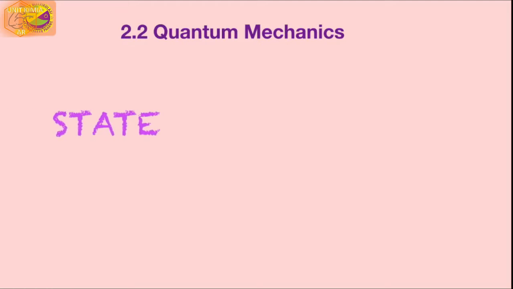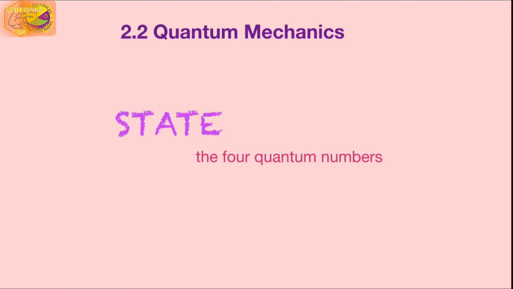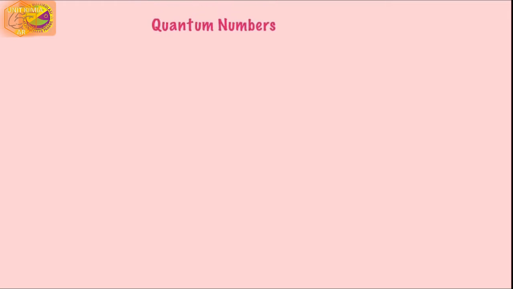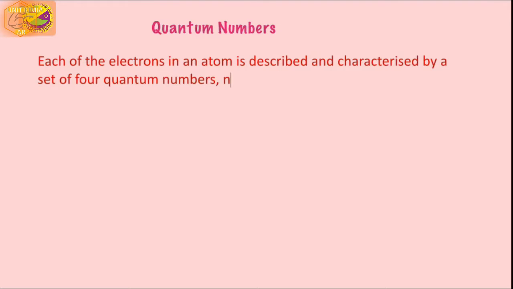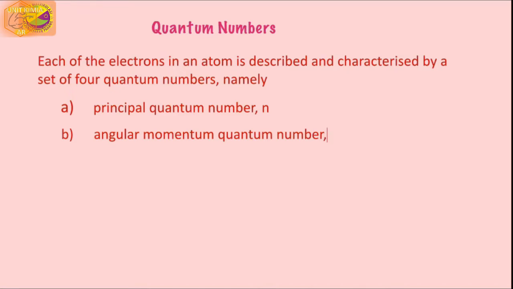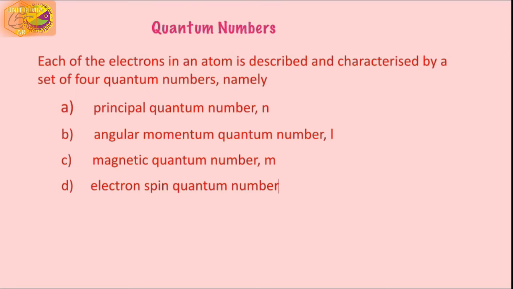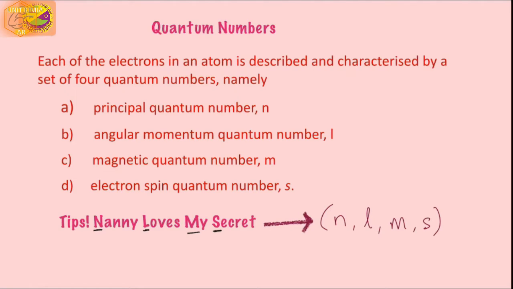In this video, we are going to state the four quantum numbers. Each of the electrons in an atom is described and characterized by a set of four quantum numbers, namely principal quantum number n, angular momentum quantum number l, magnetic quantum number m, electron spin quantum number s. Here is a little tip to remember. Nanny loves my secrets: n, l, m, s.